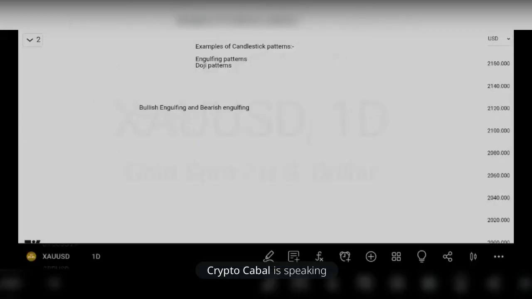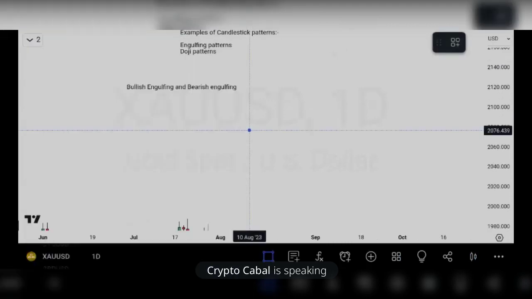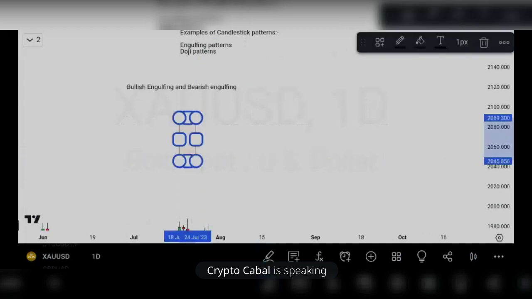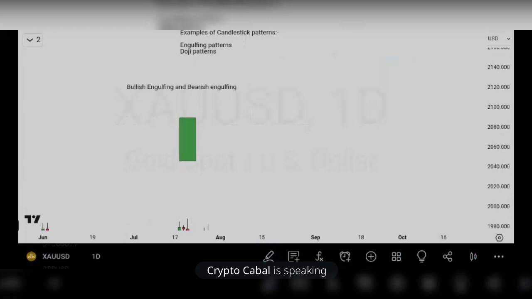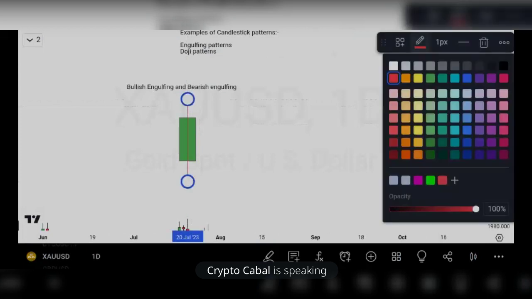Now, when you hear bullish engulfing, what comes to your mind when we are talking about something being bullish? It means we have gains, right? And upward movements in price. So when we say bullish engulfing, it should come to your mind that we have the bullish candle, which is the green candle, engulfing the red candle. I'm going to show it to you now.